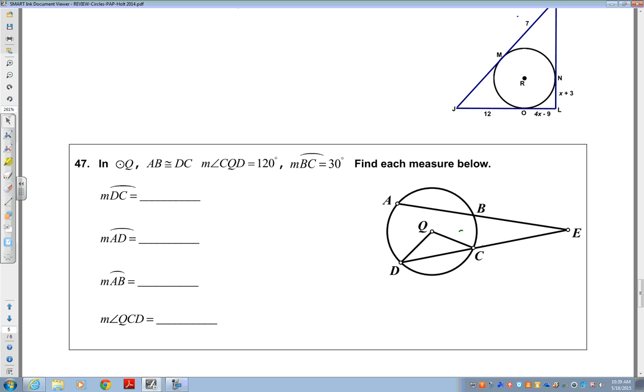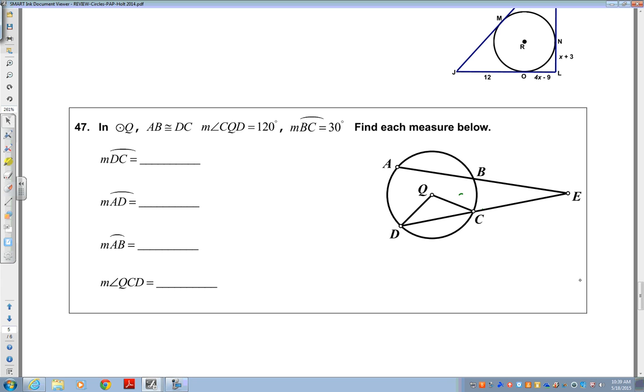This problem, 47. Okay, so they tell me AB is congruent to DC. That means that arc AB is congruent to arc DC. If the chords are congruent, then their corresponding intercepted arcs are congruent as well. Then it tells me that the central angle CQD is 120, and the measure of arc BC is 30. So 120 is the arc here, and 120 is the arc there as well.